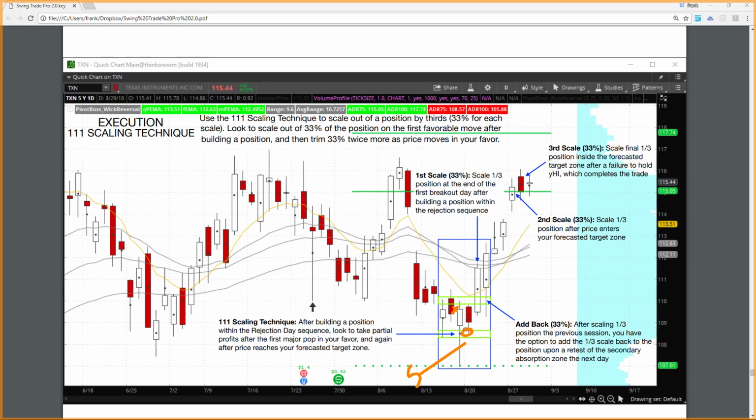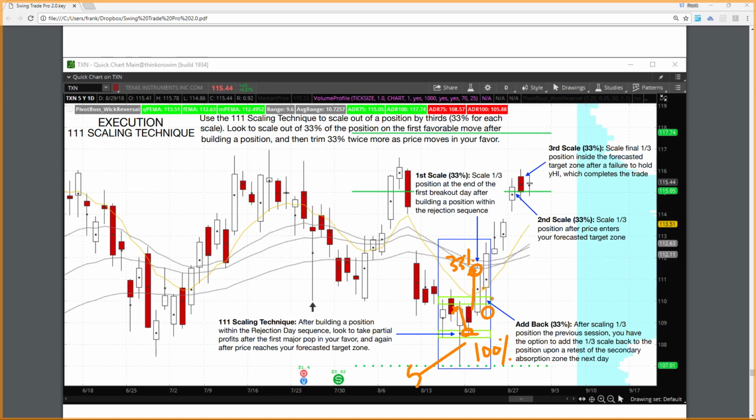And so after this rejection day, price pulled back. It hit the midpoint. It was sitting right at the midpoint. I executed a 100% entry there. And now, as soon as the next day came along, a huge rally occurred. I took 33% of that trade right there at the highs of the day, took a third off. The next day, we got a gap down and it dropped significantly.